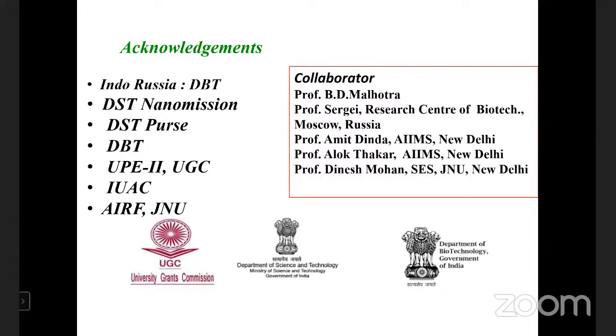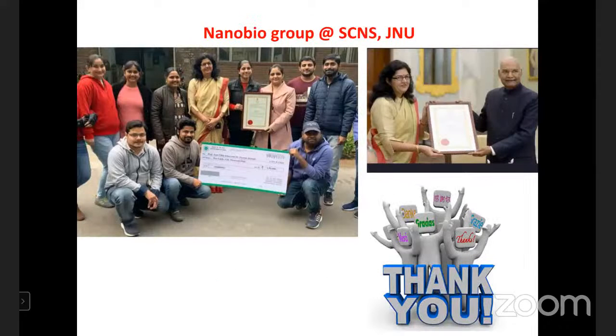I acknowledge our funding agencies, CSIR, DBT, UGC, and the AIRF JNU for all the facilities: TEM, SEM, and XRD. These are my collaborators, with whom I have worked: Dr. Amit Dinda, Alok Thakkar, Dinesh Mohan. My other work is an Indo-Russia project with Professor Sergey from Moscow. And this is my group at SCNS. The students are working on cancer cell lines for biosensors, Deepika on vitamin D. They are the PhD students.